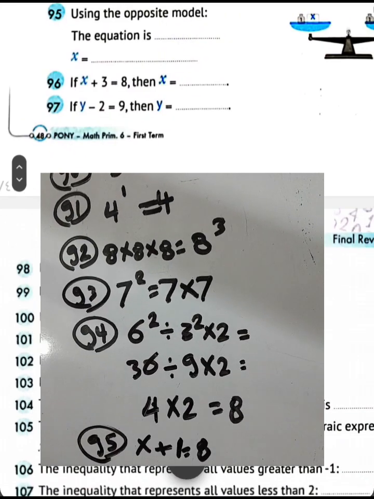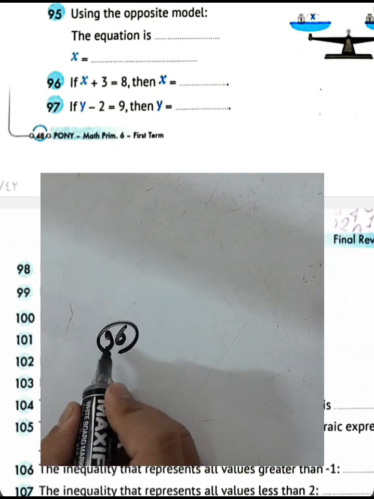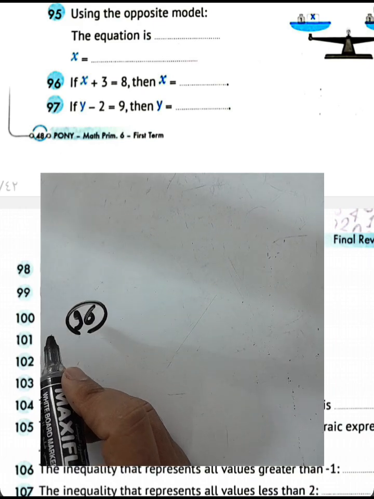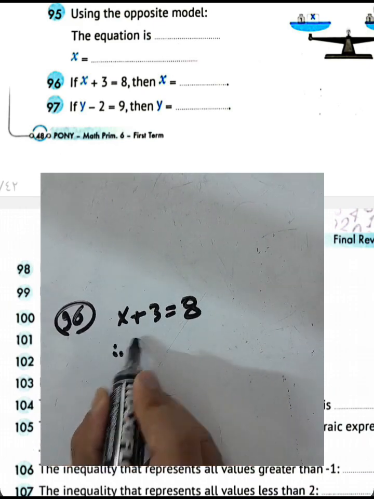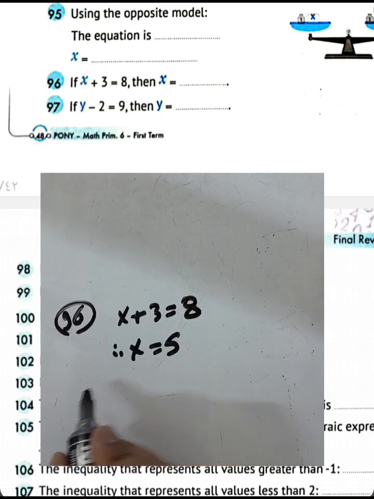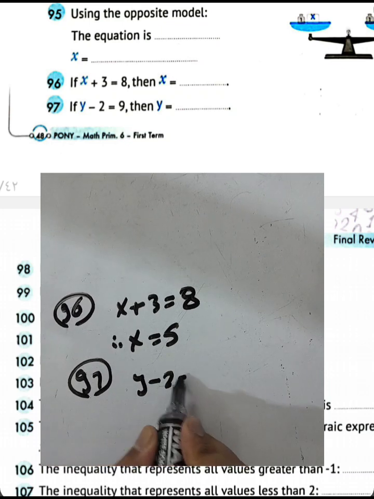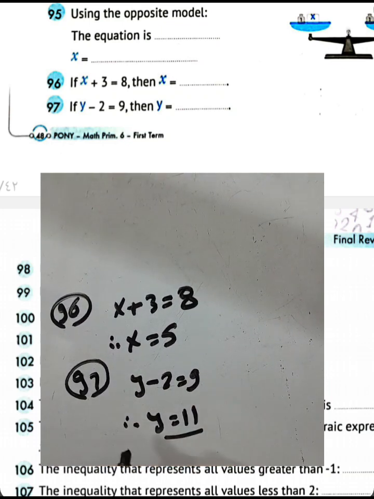Question 96. If x plus 3 equals 8, then x equals 5, because 5 plus 3 equals 8. Question 97. If y minus 2 equals 9, then y is 11, because 11 minus 2 equals 9.